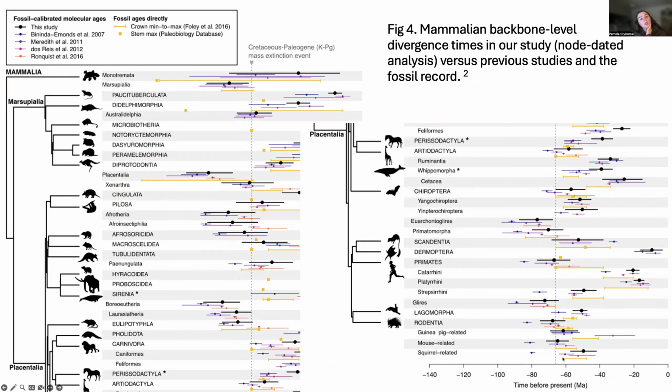This is figure 4, and this is also from the same article. This is the mammalian backbone-level divergence times in their study versus the previous studies that they compared to with the fossil record. This one is a little bit easier to read and follow than the last one, but I think it's cool to compare the two, and you can see the overlapping lines of what this study had versus what other studies had in terms of phylogenetic maps.